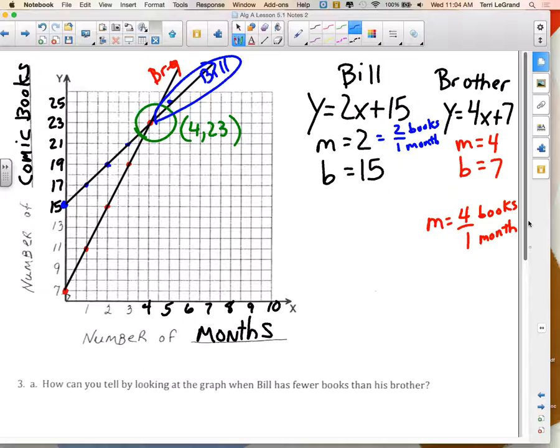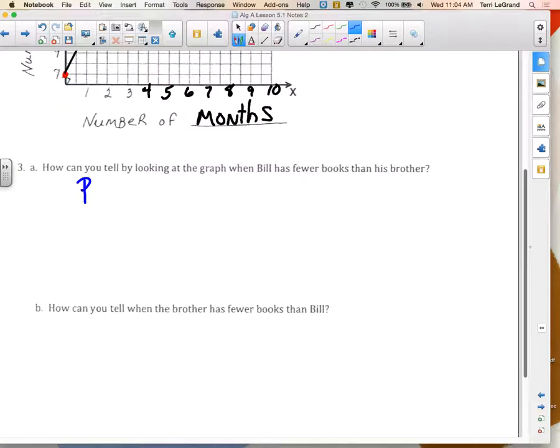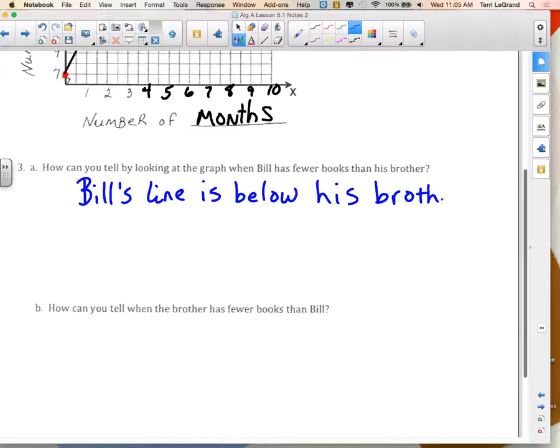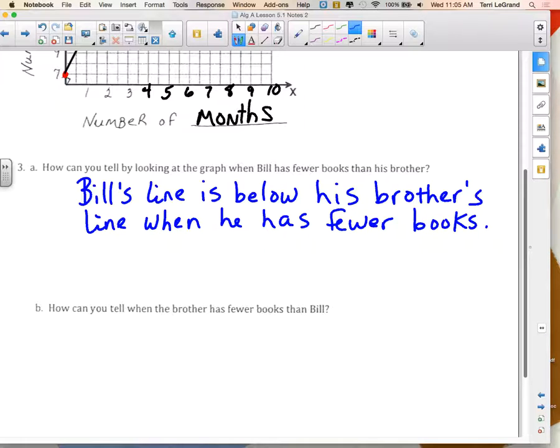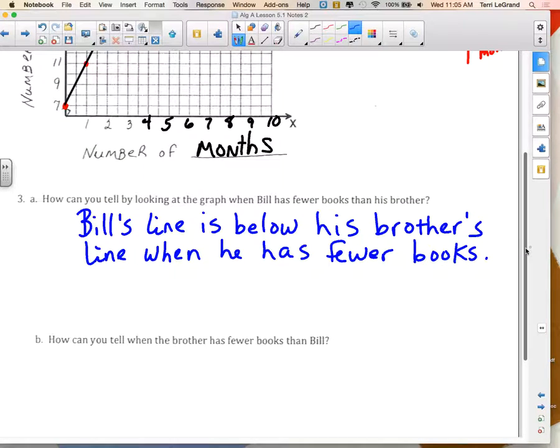So when we're looking at the graph, Bill's line is below his brother's line when he has fewer books. And yes, that's after 4 months, isn't it? So in other words, when did he have more than his brother?